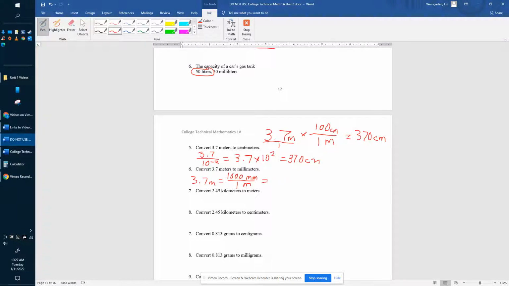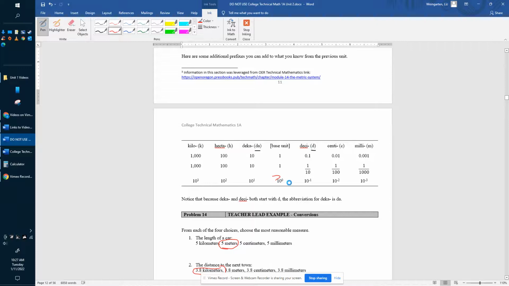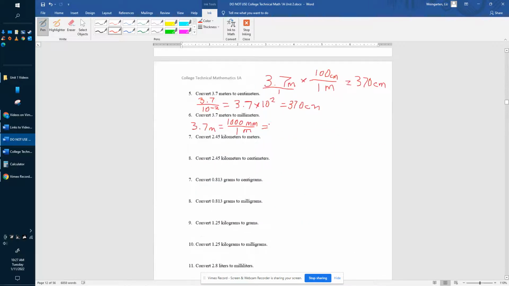So that is going to give us 3,700 millimeters.